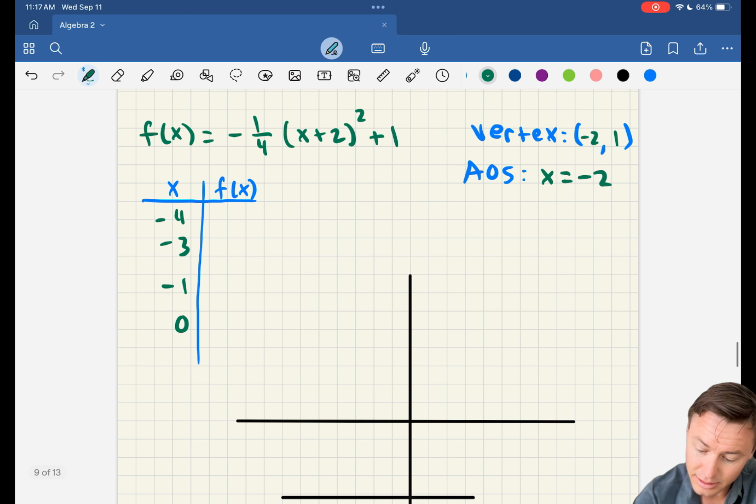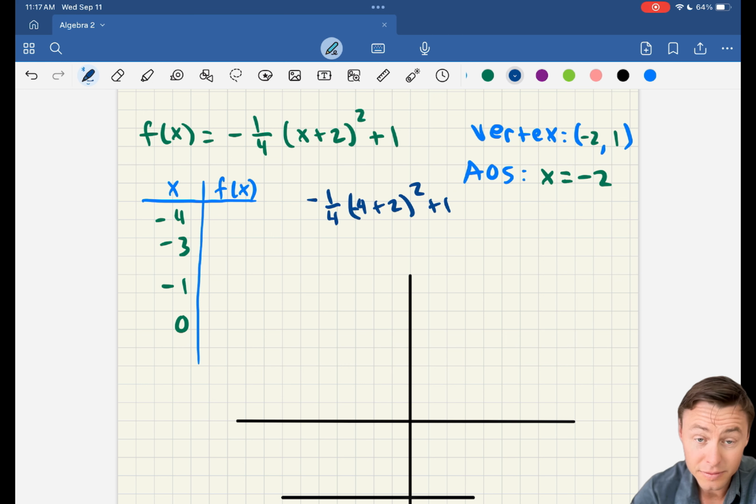Okay, so we'll plug those into our function. When x is -4, we get -1/4 times (-4 plus 2) squared plus 1. -4 plus 2 is -2. -2 squared is 4. 4 times -1/4 is -1. And -1 plus 1 is 0. So when x is -4, f of x is 0.